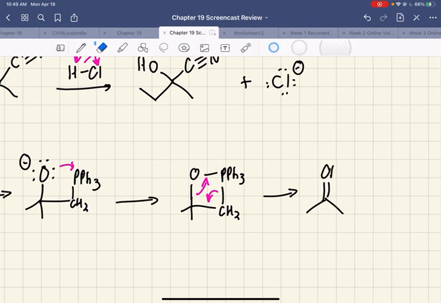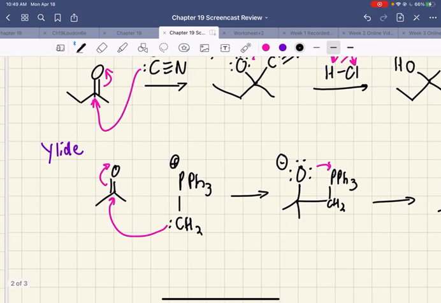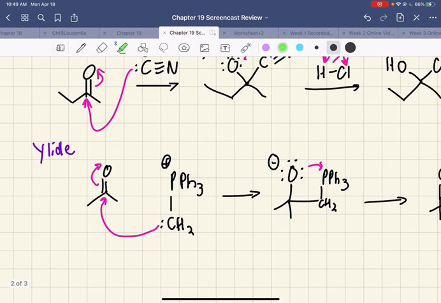CH2, and the oxygen will be bound to this group. It's important to notice how the group attached to the PPh3 and the oxygen of the ketone will actually just switch places.